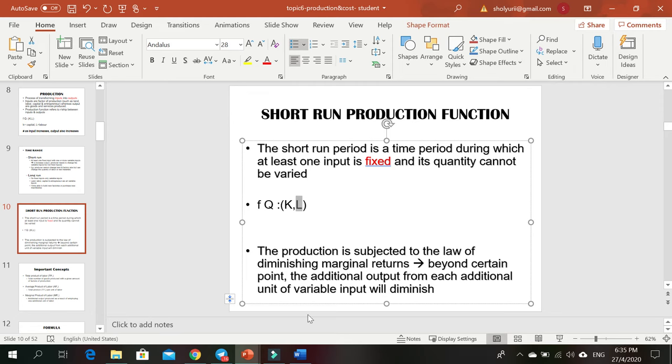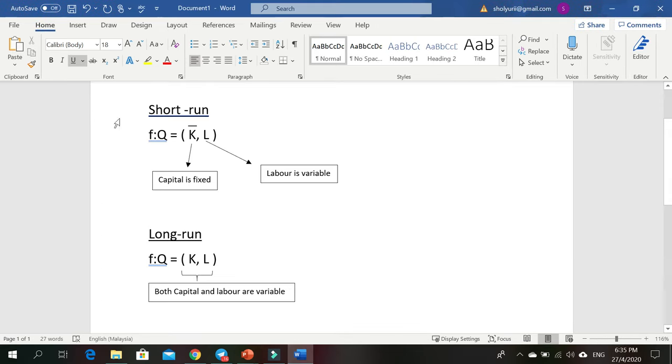Okay, and kenapa macam tu? Saya buat summary dia. Kalau short run, production function to produce quantity, we will use 2 inputs, which is capital and also labor. But for capital, dia ada hat, maksudnya ada topi kat atas dia, ada simbol dash macam tu. Itu bermaksud the value of this input is fixed. Capital is fixed, meaning that the value is always the same.